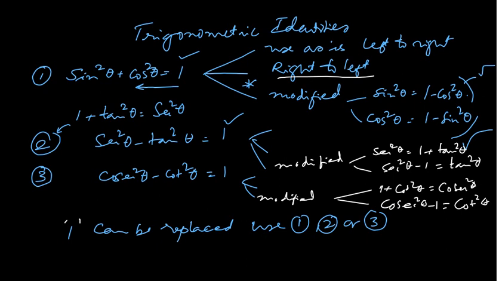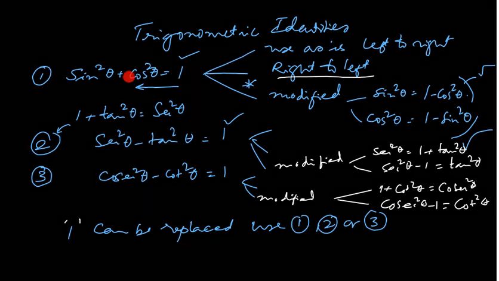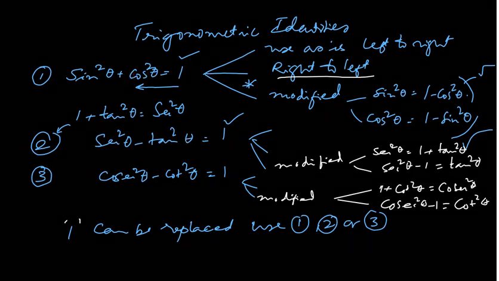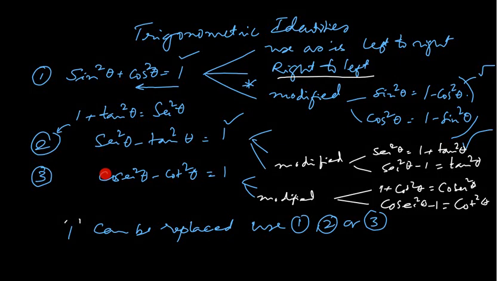That's why you remember this formula, and the first option is use as is, left to right. That means if you see this in the question, straight away replace with 1. If you see this in the question, straight away replace with 1. That's the first means, use as is, left to right.